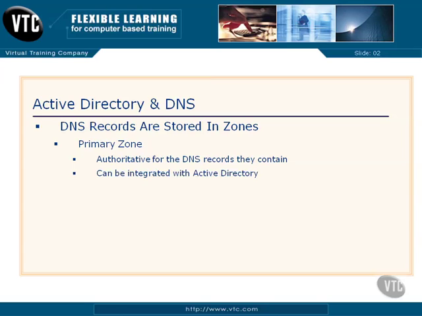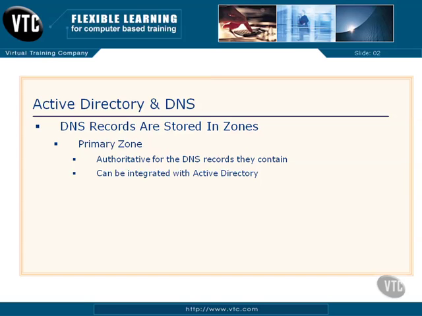This can be integrated with Active Directory. Now let me explain that. Usually when we create these DNS records, this is all a text file based thing. The records are created in a text file, and then they can be searched. The problem with that is that when I need that information in multiple places in my domain on different computers, I actually have to make copies of that text file, and usually I do that with secondary zones.